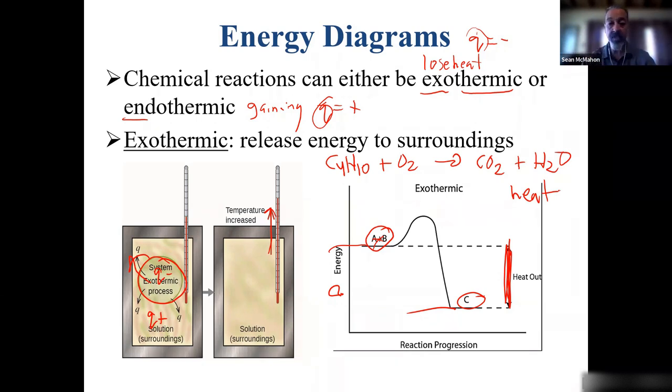So the system is losing energy, but the surroundings is gaining the energy. So you can identify an exothermic reaction because if it's, let's say, in a test tube or a beaker, if you touch the beaker, the glass, the surroundings of the reaction, it'll get hot because the actual reaction is losing that heat. So it's kind of backwards. I know it's tricky.